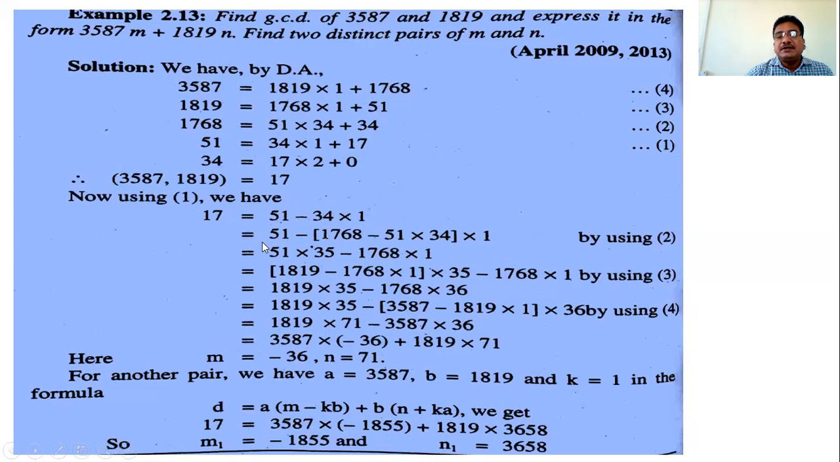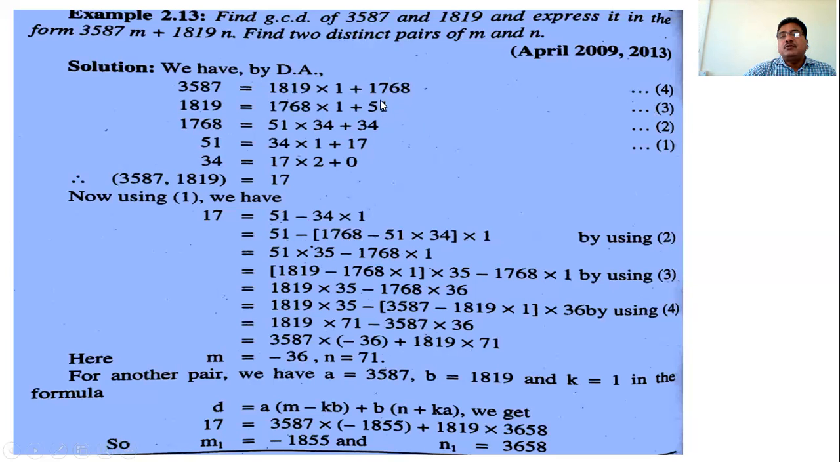So write one more equation here. This equation: 51 minus 1768 into 1, plus 51 into 34. Then 51 into 1 plus 51 into 34 becomes 51 into 35, because if we take 51 common, then we have 1 plus 34, which means 35. Okay, minus 1768 into 1 as it is.